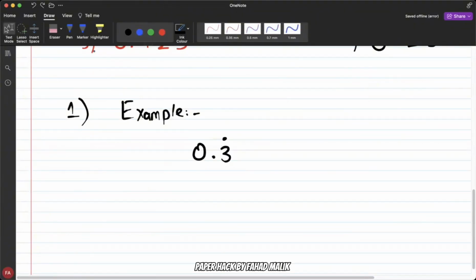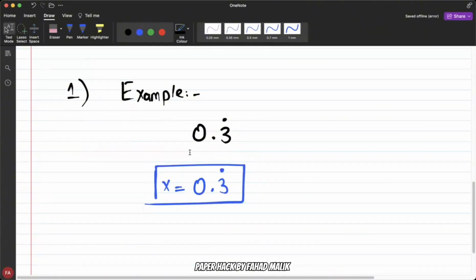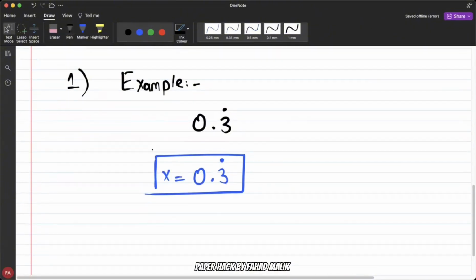So always in these kinds of questions, you might want to start off by saying that there is a value x, which is actually 0.3 dot. So I'm assuming that the number the question has given us is taken as x. Now, once I've done this, the next task is to always multiply by something in the power of 10. Now, what is that supposed to mean?